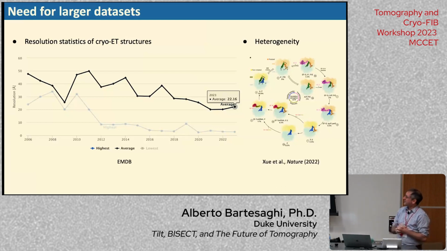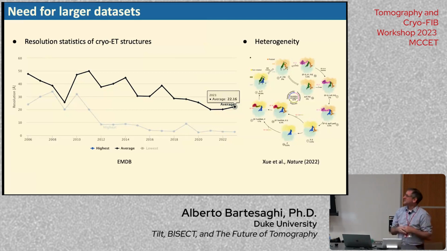And this is another graph, this time from the EMDB dataset, that shows the average resolution per year of structures obtained using subtomogram averaging. And you can see that in the last couple of years, we've been around the 20 Angstrom mark, which is not very high resolution, obviously.